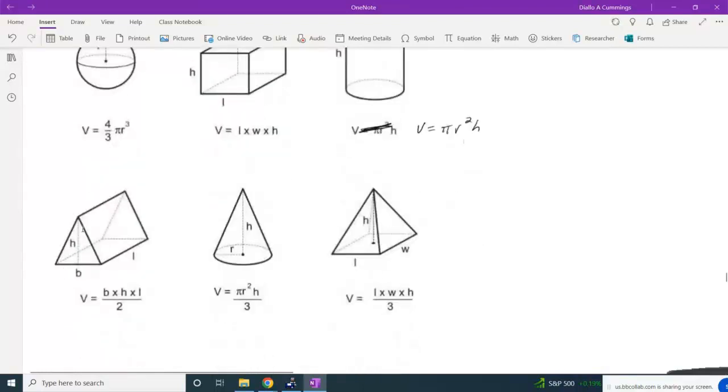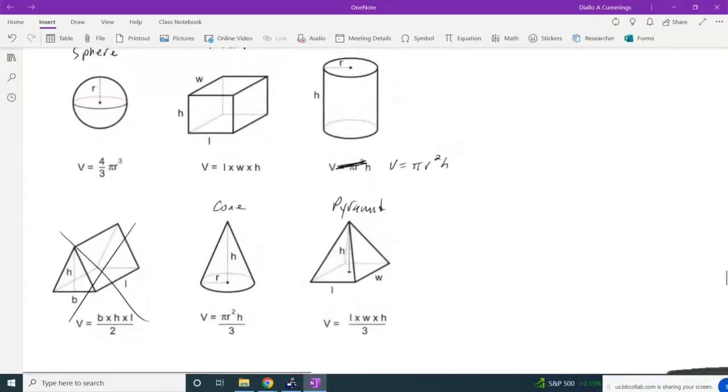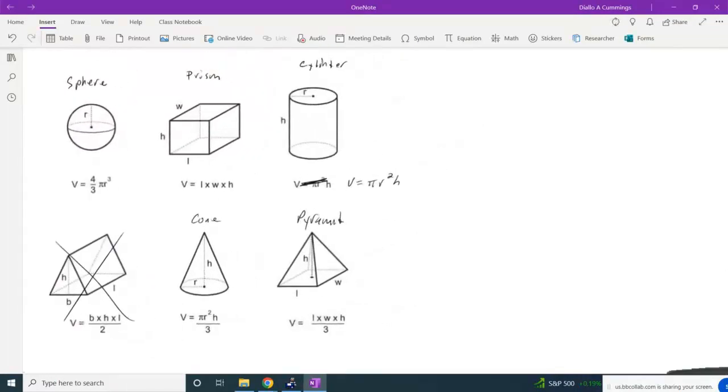We don't deal with the triangular prism. However, we do deal with the cone. So the volume of the cone is 1/3 times pi times r squared times h. And then last is, it could be a square base pyramid or a rectangular pyramid. And it is the length times the width times the height divided by 3. Okay, so there is a mistake on the formula sheet for the cylinder.